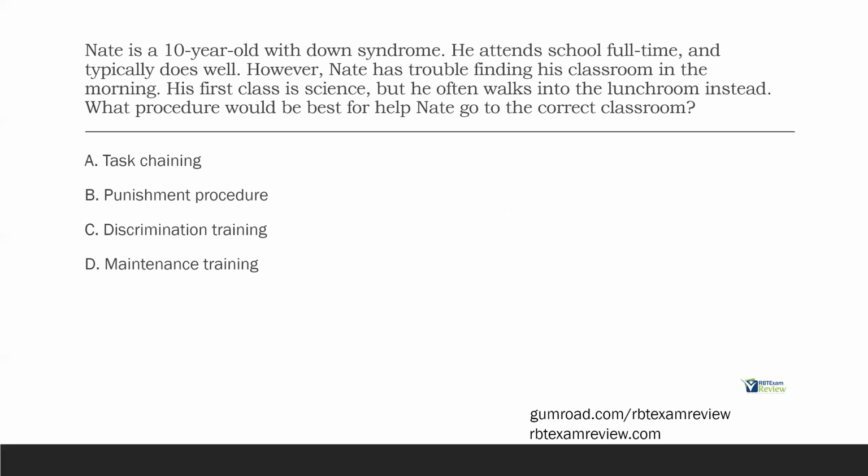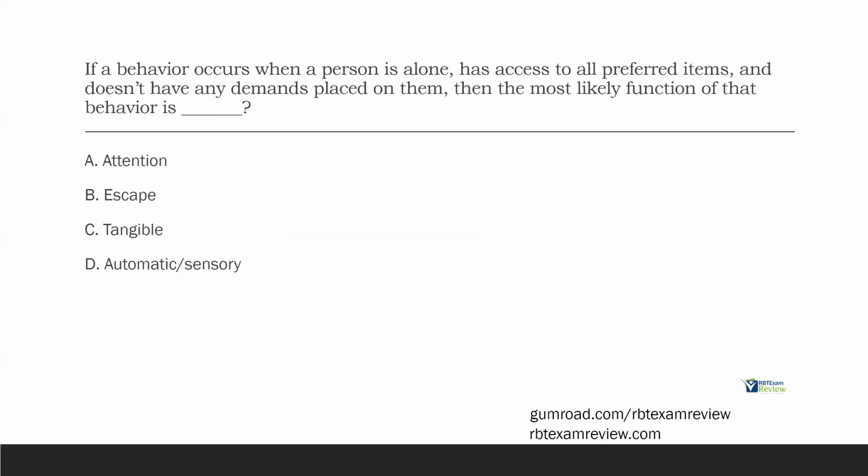Red versus blue, right? Dog versus cat. We need Nate to discriminate between lunchroom and science room. So we would use discrimination training to help Nate achieve this goal. And then maintenance training. Maintenance would come after Nate learns the skill, okay? We're still teaching it. So discrimination training would be our best intervention to use.